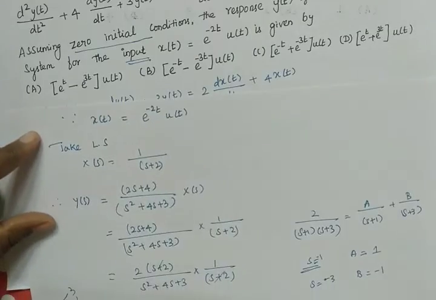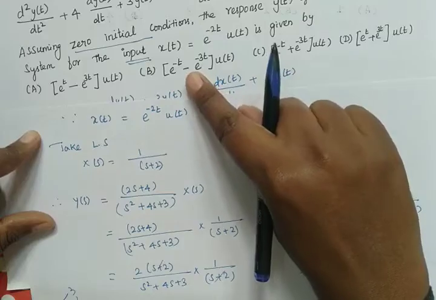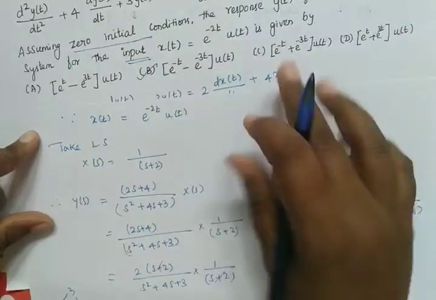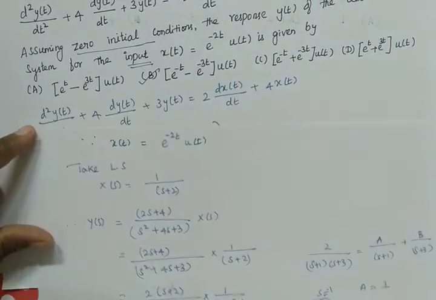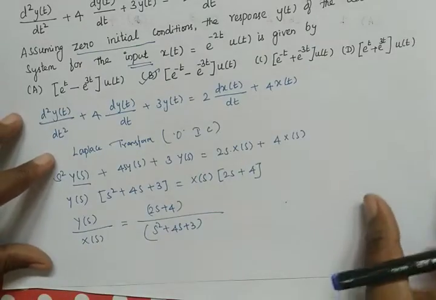So in the given problem, the solution for this is e power minus t minus e power minus 3t into u of t. This is the solution for this. Now let us move on to the next problem.